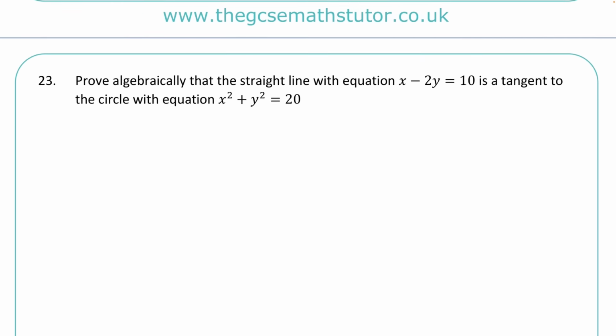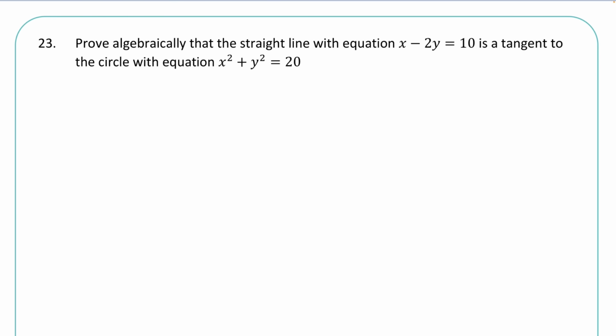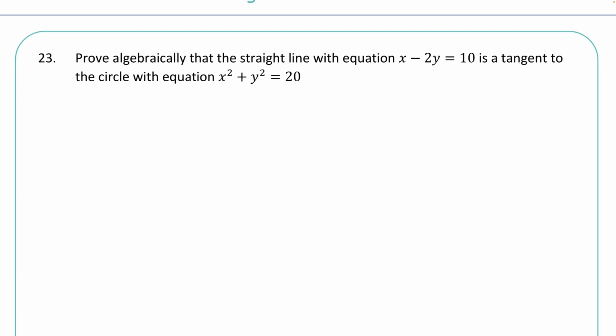Okay, on to our next question. Okay, so on to this question, we have prove algebraically that the straight line with equation x minus 2y is equal to 10 is a tangent to the circle with equation x squared plus y squared equals 20.